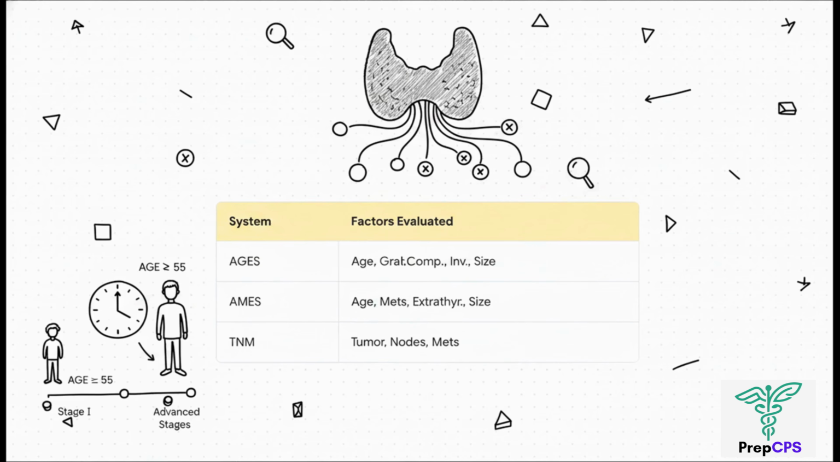We don't just treat all PTCs the same way, right? We use scoring systems like AGES, MACIS, AMES, or the widely used TNM staging. Notice a recurring theme across all of these. Age. Age is a massive prognostic factor in differentiated thyroid cancer. In fact, in the 8th edition TNM staging, the magic number is 55. If your patient is under 55 and doesn't have distant metastases, boom, they are automatically stage 1, regardless of tumor size or lymph node status.